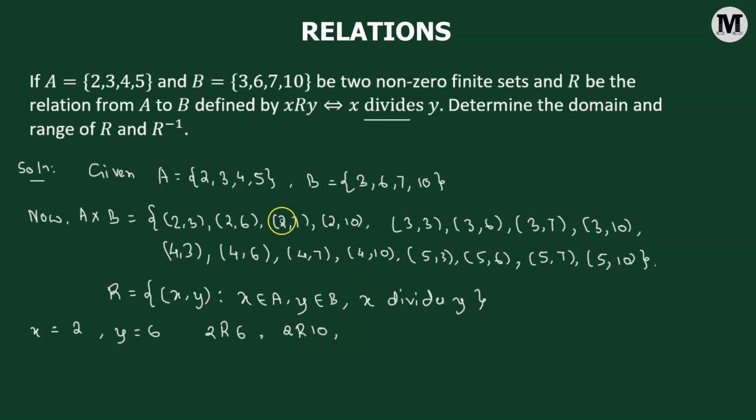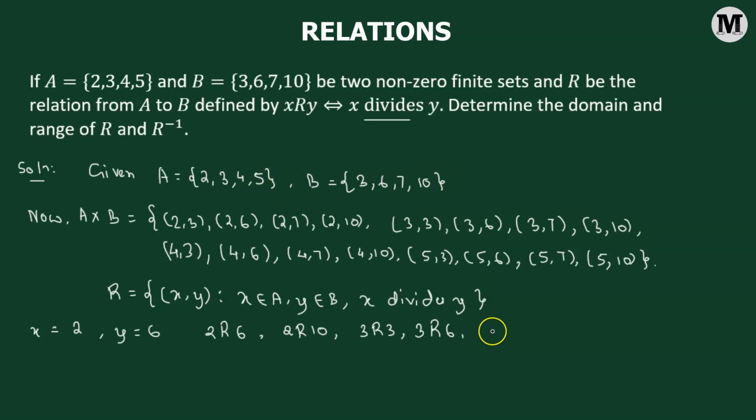Fine. Next, from the set A, let's pick up 3. If we pick up 3 from the set A, then we have to pick up an element from set B such that 3 divides that element. So we have the element 3. So we have 3 R 3. Next, we can pick up 3 from set A and 6 from the set B to get 3 R 6. Fine. There is no other element which gets divided by 3. That means 7 and 10 are not divisible by 3. Next, if we take 4, 4 is not going to divide any of the elements in the set B. So the element 4 is not going to form any relationship with any of the elements of the set B.